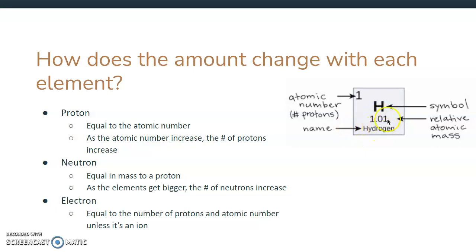So the full name is hydrogen, the symbol is H, so we can just write H and be very quick with it. And then the last important thing is the relative atomic mass, or usually we just call it the atomic mass, and this is how much an element weighs. So the first one is hydrogen, and we have how much it weighs, the atomic mass. These numbers are going to be important for us, but also the symbol and the name.